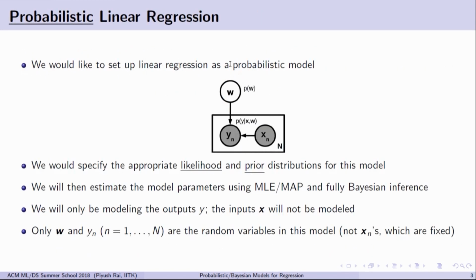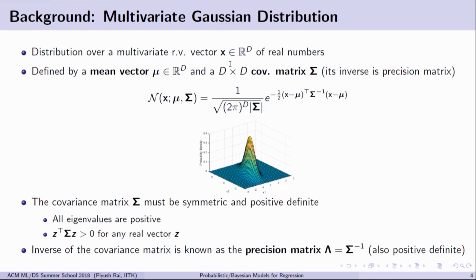Before we continue our discussion, it's important that all of us see what a Gaussian distribution looks like in more than one dimension. We have already seen what a univariate Gaussian distribution looks like. So it's also important that we know what a multivariate Gaussian distribution looks like. The multivariate Gaussian distribution is a distribution over multivariate random vectors x. Let's say x lives in d dimensions. So suppose you have a vector x, which is a d-dimensional vector. I can define a Gaussian distribution to model this vector.